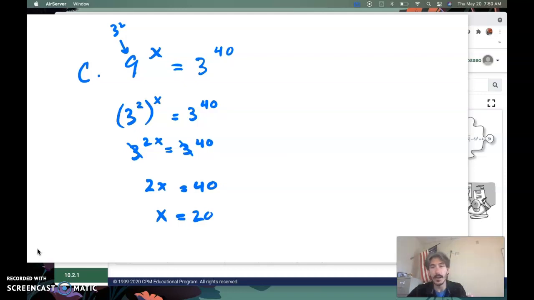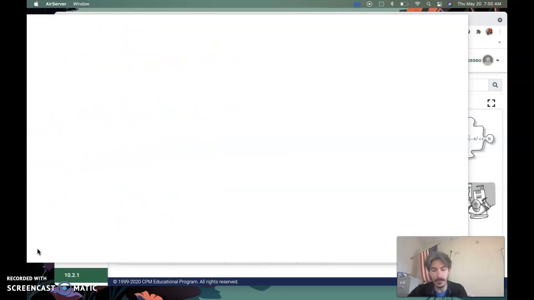One more we're going to look at, and it is letter D here. Letter D, sorry, I got to find it. There it is. 8 to the 70th power equals 2 to the x power. Holy cow, 8 to the 70th. Well, again, the bases are not the same. But I recognize that 8 is a power of 2. I know that 2 times 2 times 2 gives me 8. So that's 2 to the third power. So instead of writing 8 to the 70th, I'll write it as 2 to the third to the 70th. And that's going to be equal to 2 to the x.